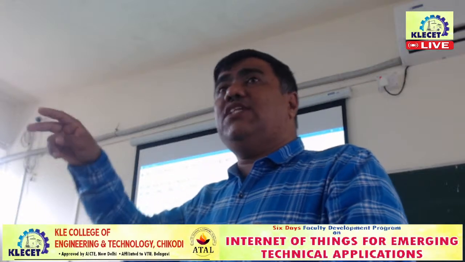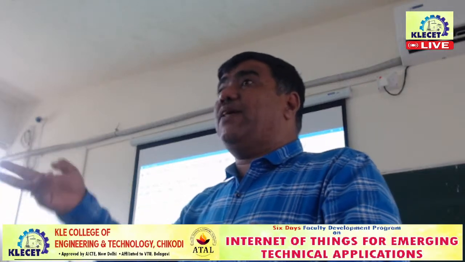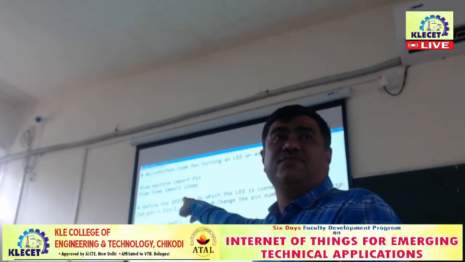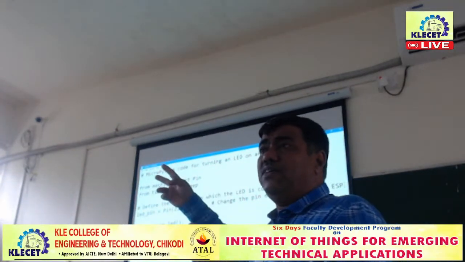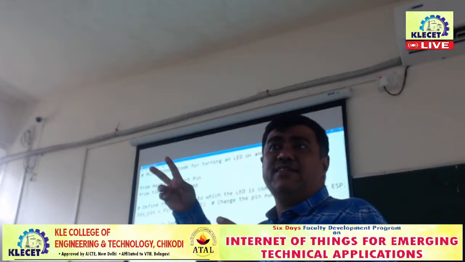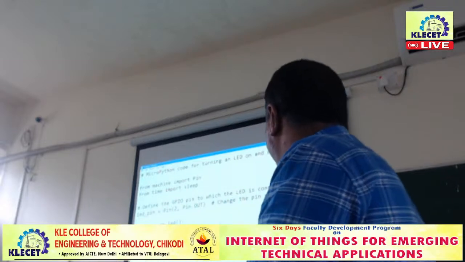I am taking it as a GPIO. GPIO means general purpose input and output. That pin can work as either input or output, but here I am using it as an output. So LED is what? An output device. Am I right? So I made the pin an output.